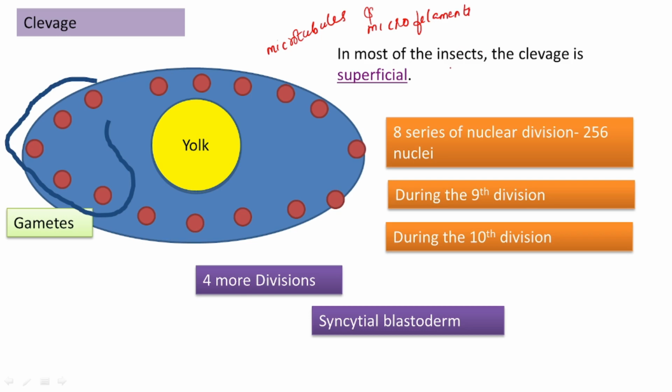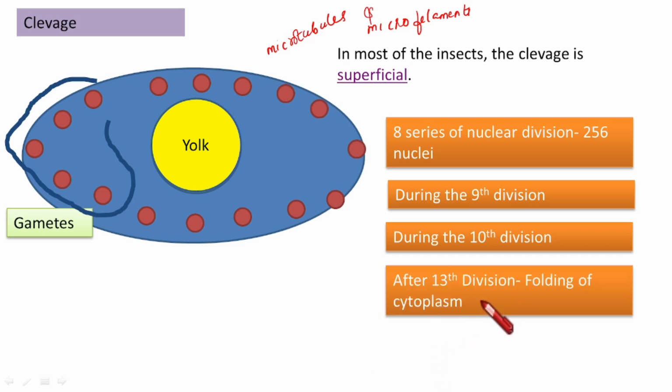Okay, and along with this, we need to note one more term, that is energids. What is energids? It is the name given to the nucleus along with its cytoplasmic island. Nucleus with its distinguished cytoplasmic island is named as energids.